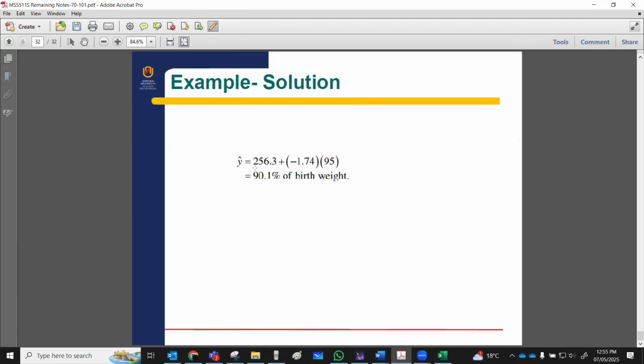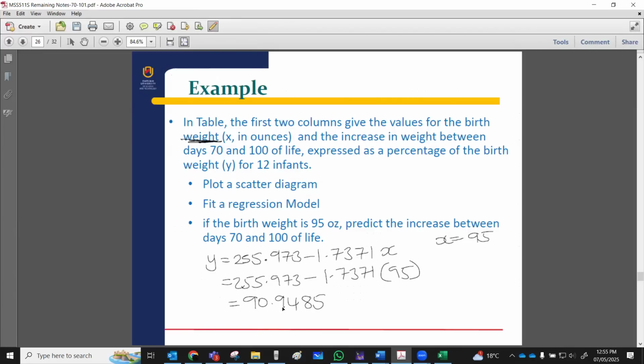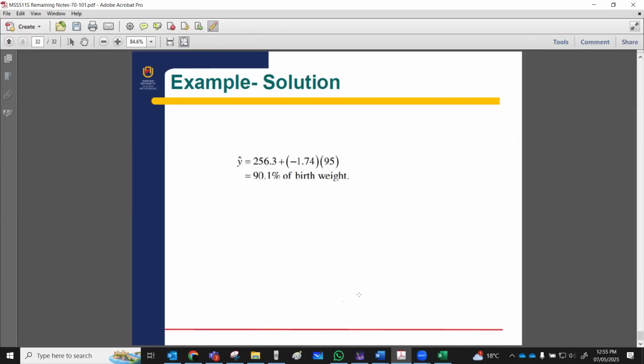And then the last part was just, after you found your B naught and your B1, to substitute the 95 into the calculation. So when we worked it out, we got a percentage increase of 90.94. And this is very close to that. Again, there's a slight difference. It's completely different than if somebody got like 50. 50 is very far, but somebody getting 90 and another person getting 91, you can see that the rounding off, of course, affected it a little bit.